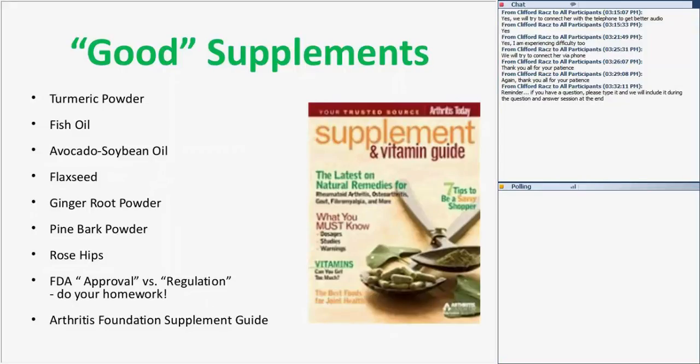So again, I would suggest that anyone who has the chance take a look at this Arthritis Foundation supplement guide. You can request it online, and I'll give you some information later on how to find that. But do your homework before you determine anything that you might change or put into your diet in any way.